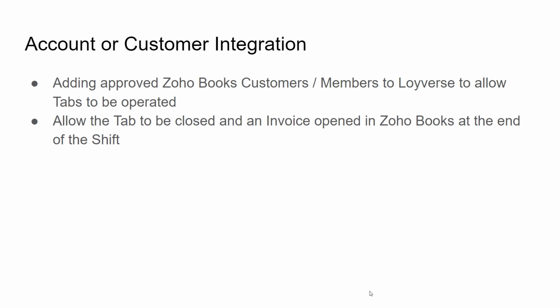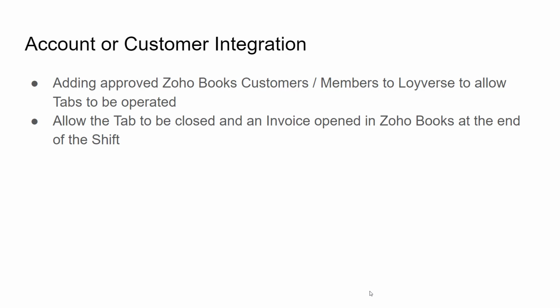The second thing is then to allow the tab to be closed during that shift, and immediately an invoice would be created in the Zoho Books system, so the person looking after the accounts can then send that invoice out to the customer, or member. So often, of course, these people will be different.